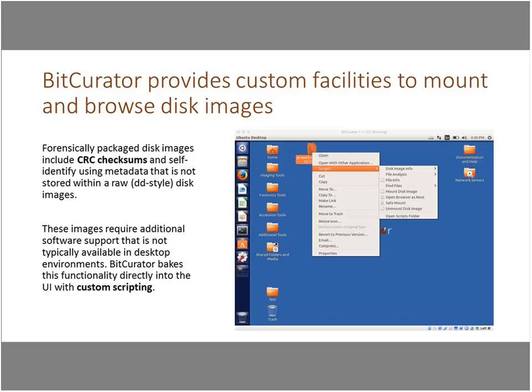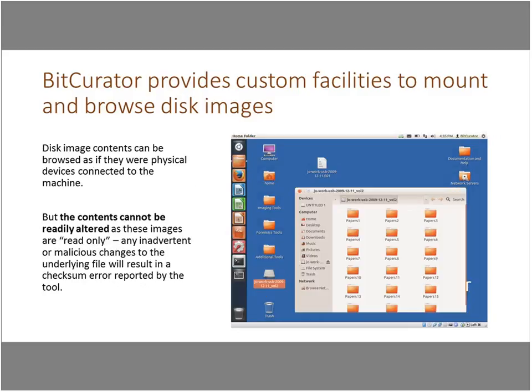You right click on a disk image, you get scripts, say mount disk image, and it'll mount nearly any disk image that the tool can create. And that can be useful if you're not interested in performing additional low-level analysis on these images. You can see in this case we've mounted a disk image that's just full of a bunch of directories. I think this one was full of PDFs.